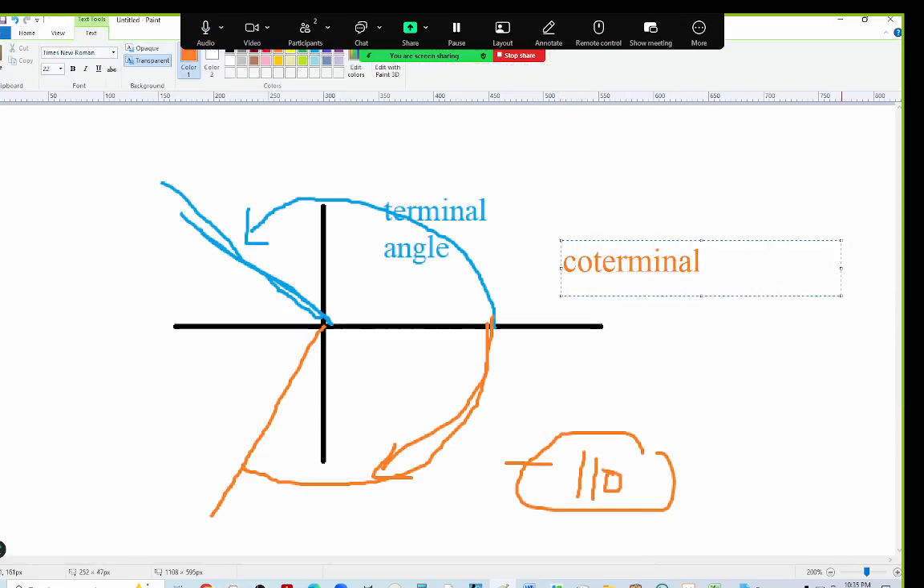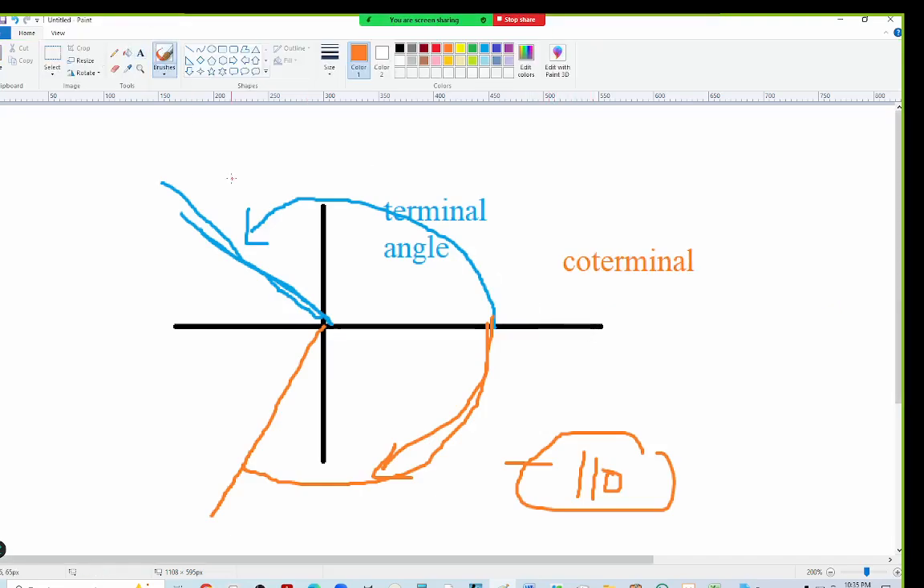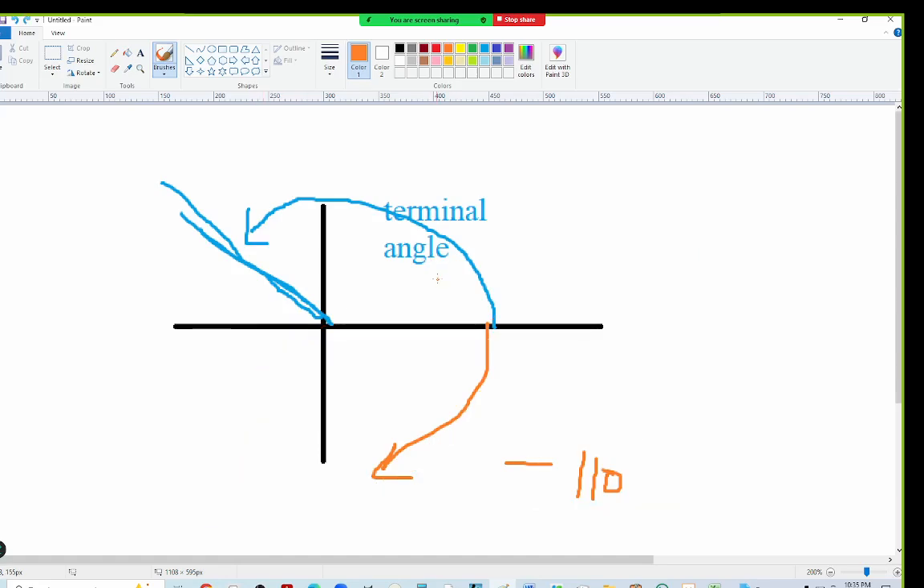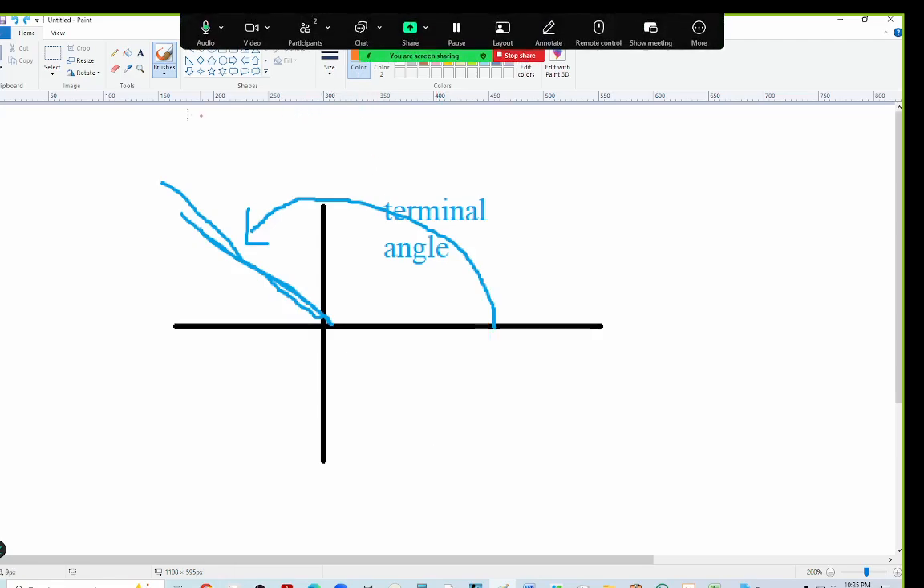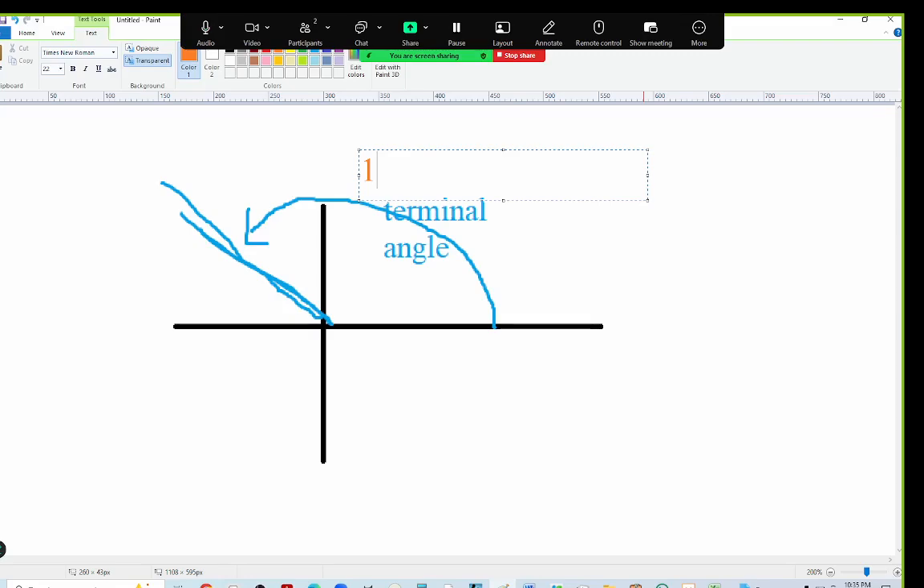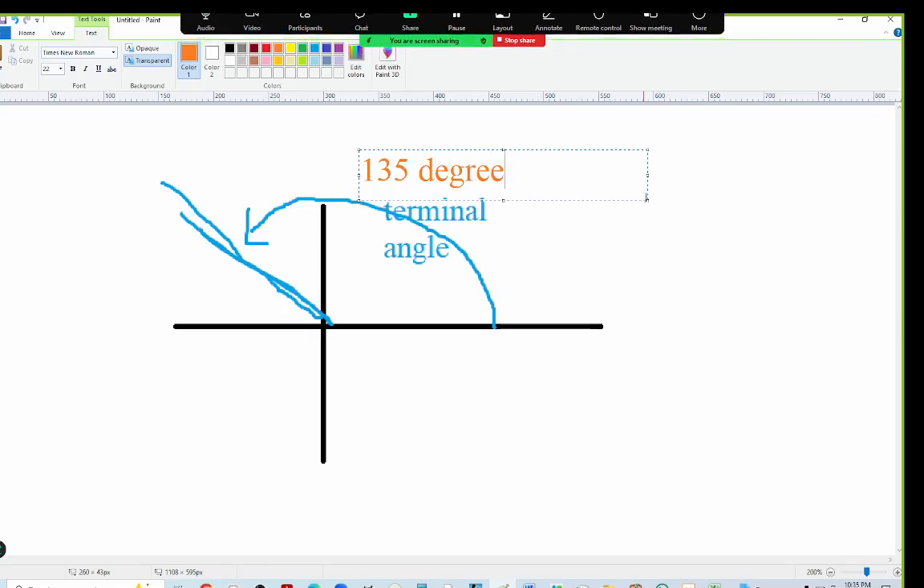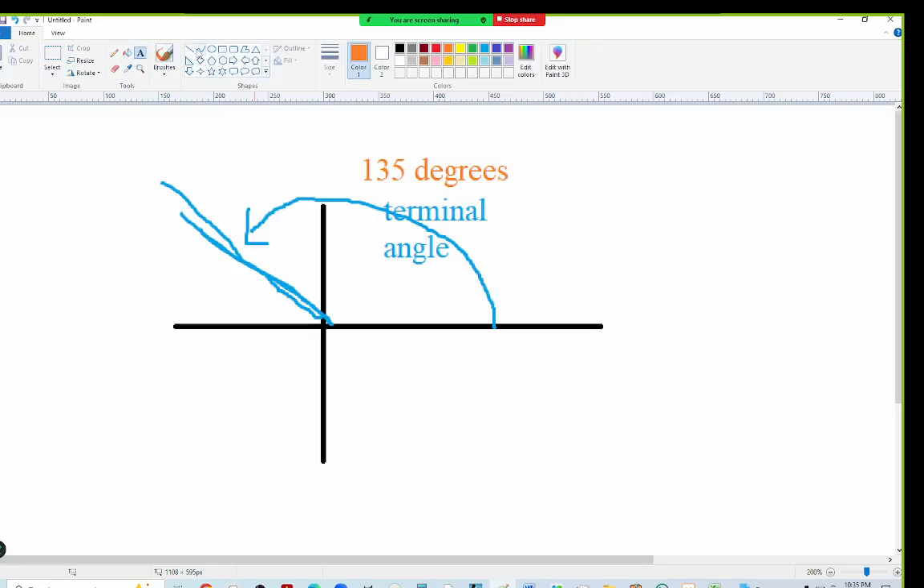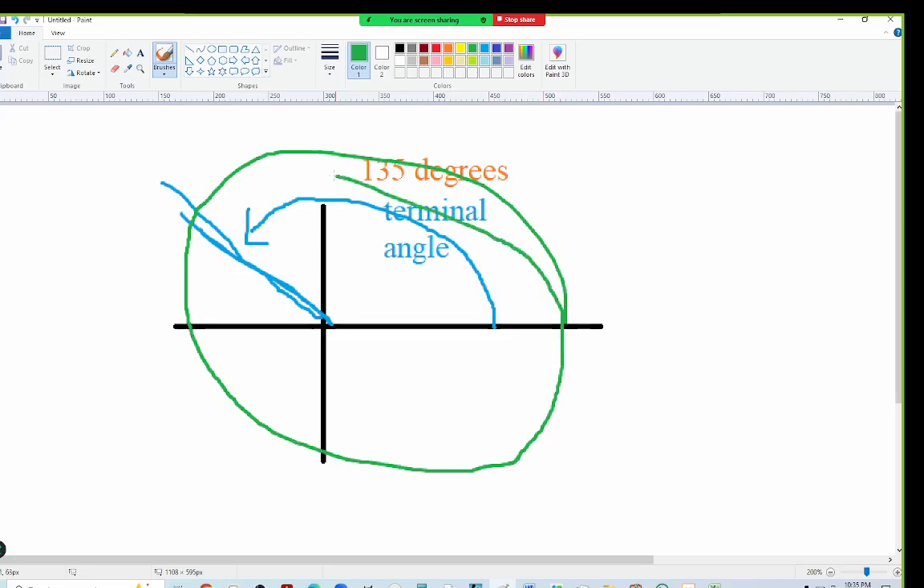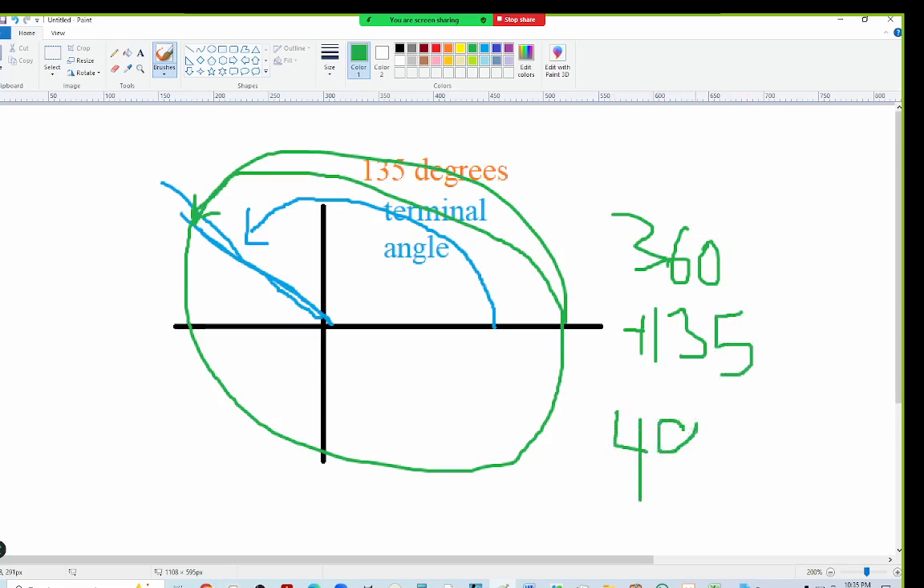Coterminal is another angle that ends up either in this spot or this spot. Doesn't matter which one we use. So I'll go with the blue first. Let's say that blue one is 135 degrees. Let's say it's 90 plus 45. I'll give you one coterminal angle: all the way around would be 360, and there again would be another 135. So we're talking about the angle 495.